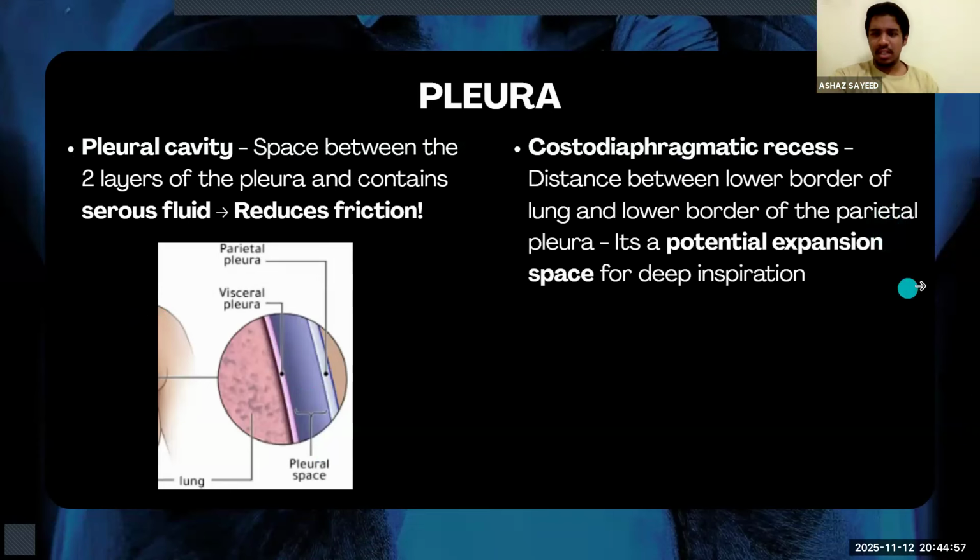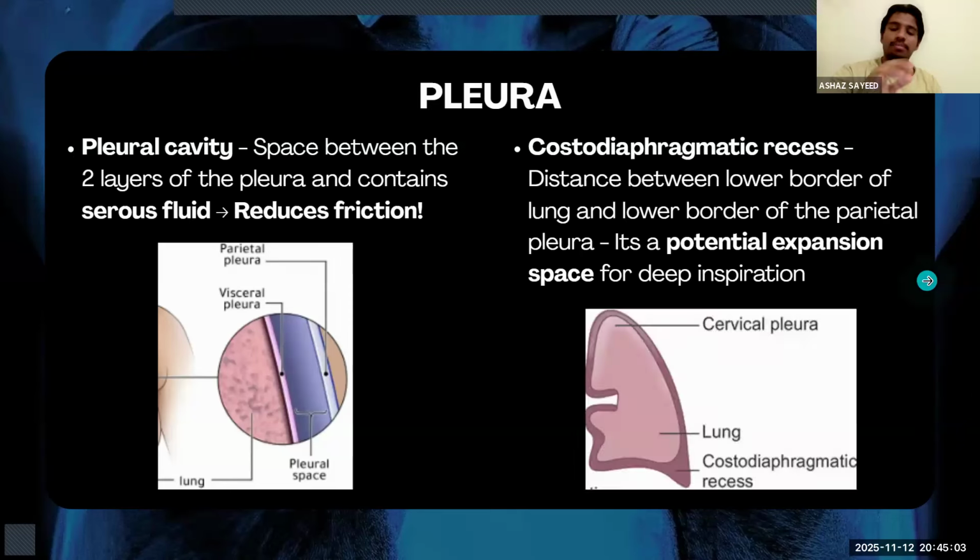Now, the costodiaphragmatic recess. It's the distance between the lower border of the lung and the lower border of the parietal pleura. The main thing you have to know about the costodiaphragmatic recess, they won't ask you what's the distance between them. The main thing you have to know is that when you take a deep breath, there is this residual space at the bottom right here between the lowest part of the lung and the lowest part of the pleura.